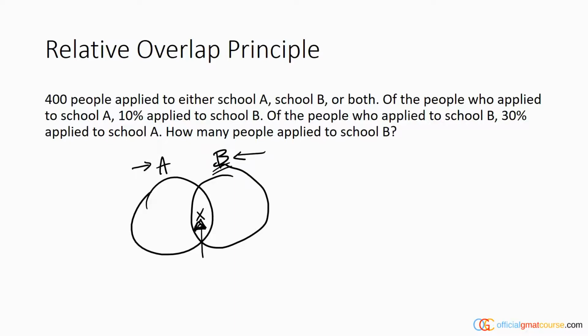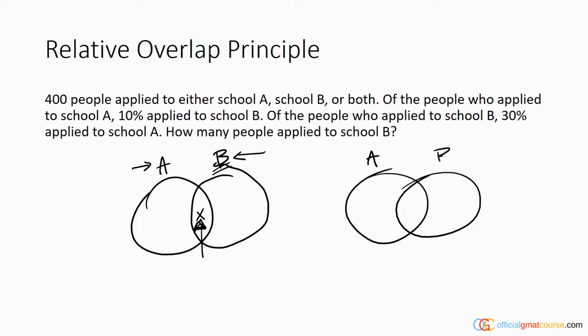So if 400 people applied to either school A or B, we have the same situation here. We have A and B, a total of 400 people, and they applied to either school. Of the people who applied to school A, 10% applied to school B. So this is 1/10 of the total A. And we also know that of the people who applied to B, 30% applied to A. Well, that means this overlap is 3/10 of B. So I know that 1/10 of A is equal to 3/10 of B.